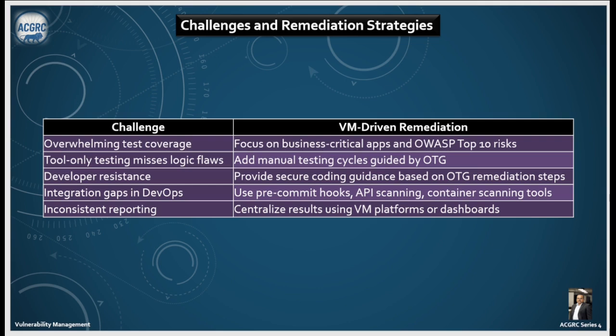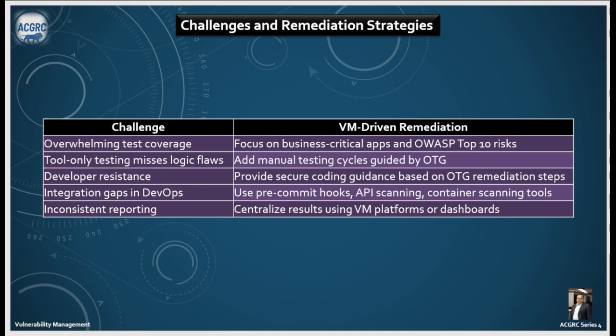The next challenge is lack of standardized testing across teams. Well, different teams may test differently or not at all. Remediation: adopt the testing guide as your standard methodology. Use checklists as a shared playbook across development and quality. Integrate with company-wide security policies and SDLC templates.